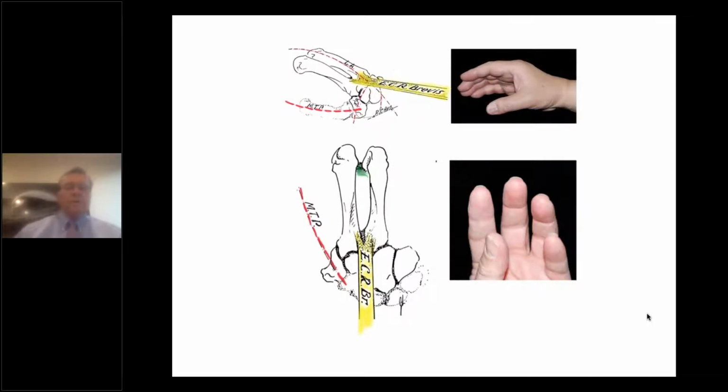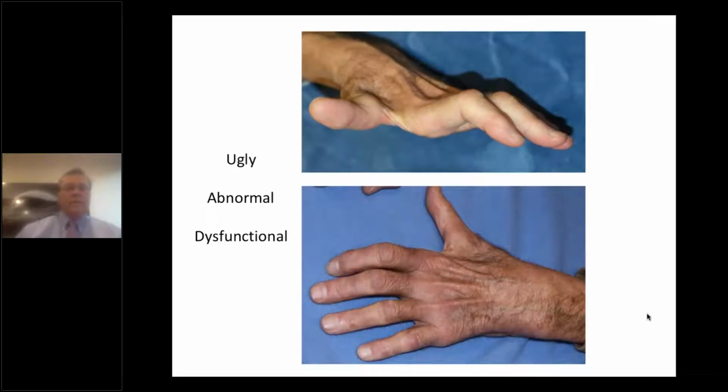The longitudinal arch constitutes the resting position of the hand, with the wrist dorsiflexed, the MPs flexed, and the PIP joints in gentle flexion. This is the normal resting position of the hand and the position in which the hand can function best. Now, disruption of the longitudinal arch with an intrinsic minus hand, such as you see here, is ugly, it's abnormal, it's dysfunctional.